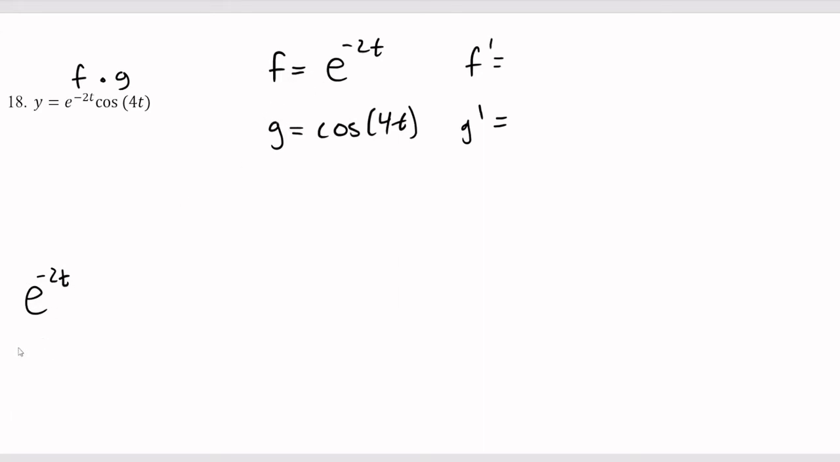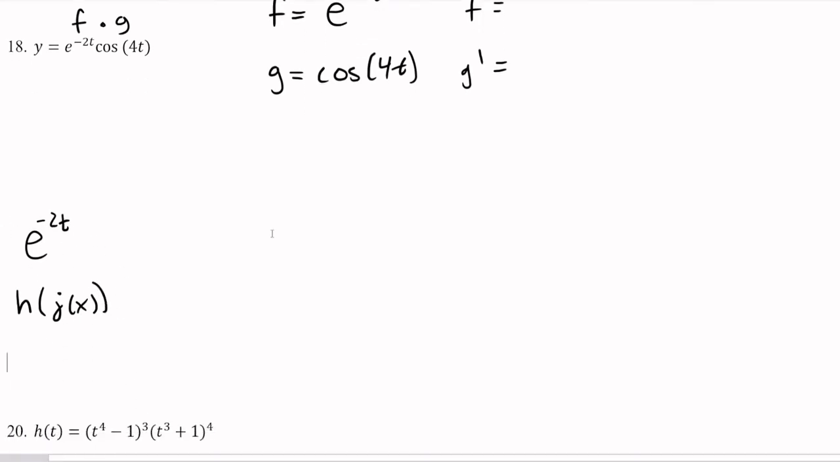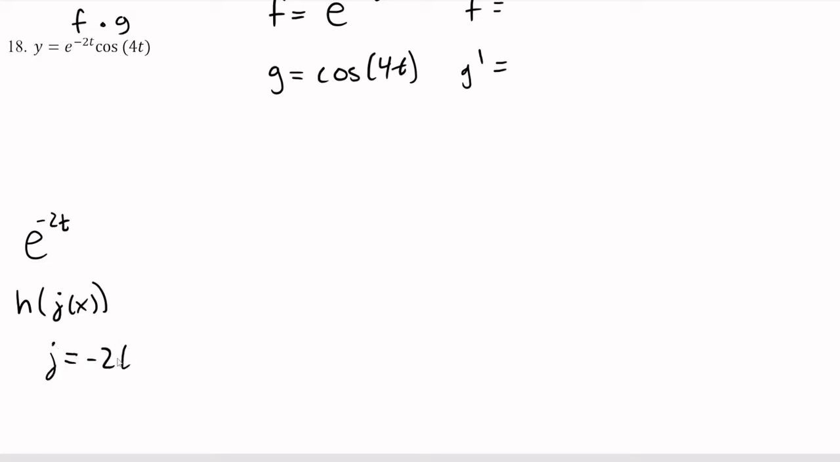So let's say that I want to express this as h of j of x. You could just use f of g if you're okay slightly abusing notation. It's not a big deal. So get out of here. So okay, what's inside? Well, negative 2t is inside. Okay, what am I doing to that? Well, I'm putting it into the function e to the x.